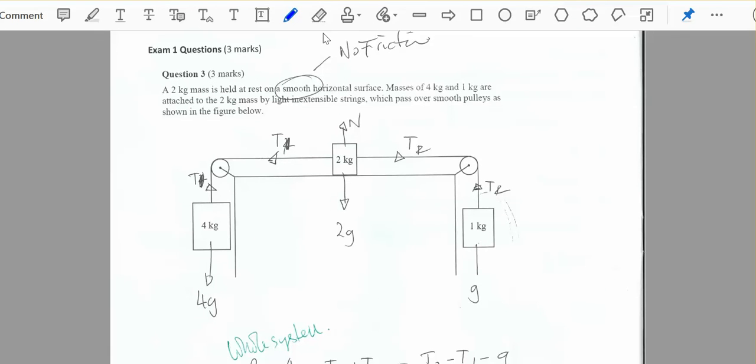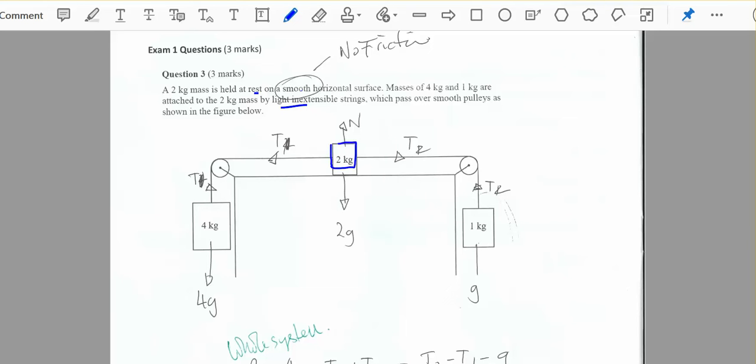Okay, so this is exam 1, question number 3. A 2 kilogram mass is held at rest on a smooth table, therefore there's no friction. Masses 4 and 1 are attached to the 2 kilogram mass by light inextensible strings which pass over a smooth pulley. Okay, so this is what we have happening.